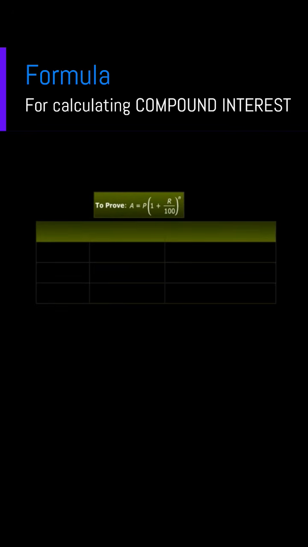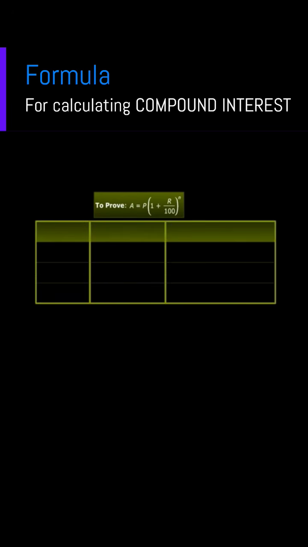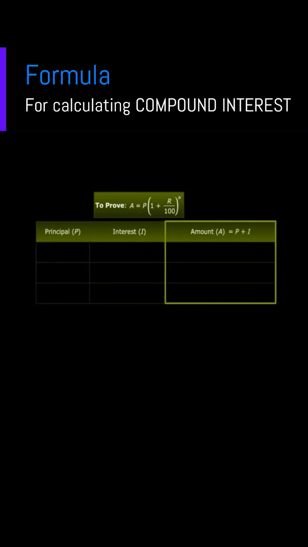Now we can prove this formula using the concept of simple interest. For this, first of all, let me draw a table. Now do you see these three columns? This column is for the principal, this column is for interest, and this column is for the amount. And what is amount? Nothing but principal plus interest.